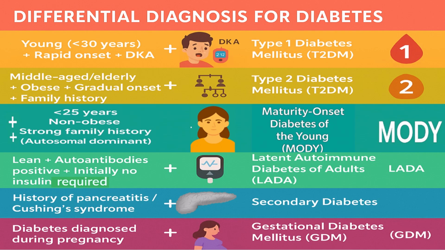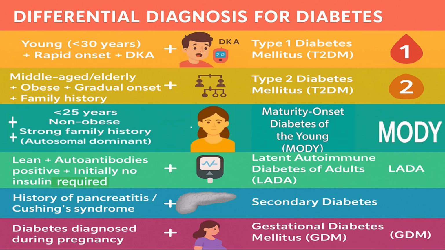Another important entity is latent autoimmune diabetes in adults, or LADA. This form presents after the age of 30. Initially, patients do not require insulin but progress rapidly to insulin dependency. They usually have a lean body habitus. Etiologically, LADA shares features with type 1 diabetes, especially the presence of anti-GAD antibodies.